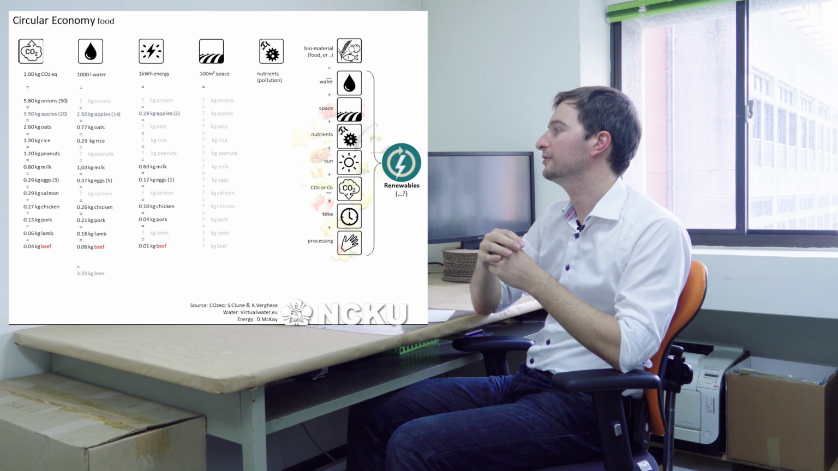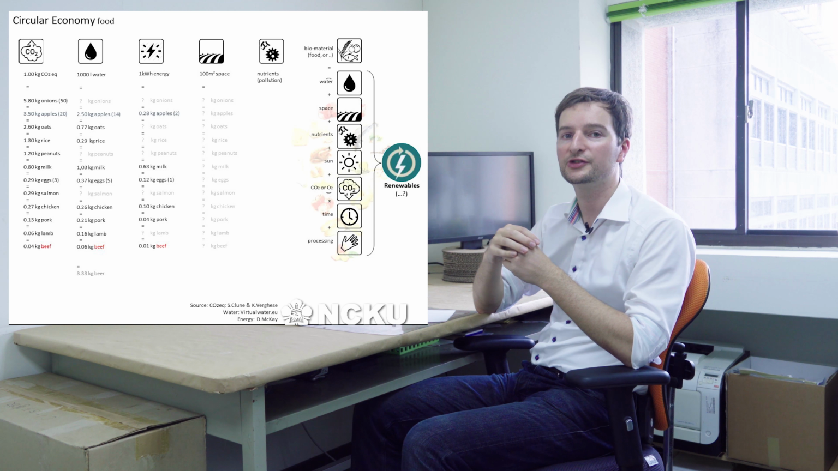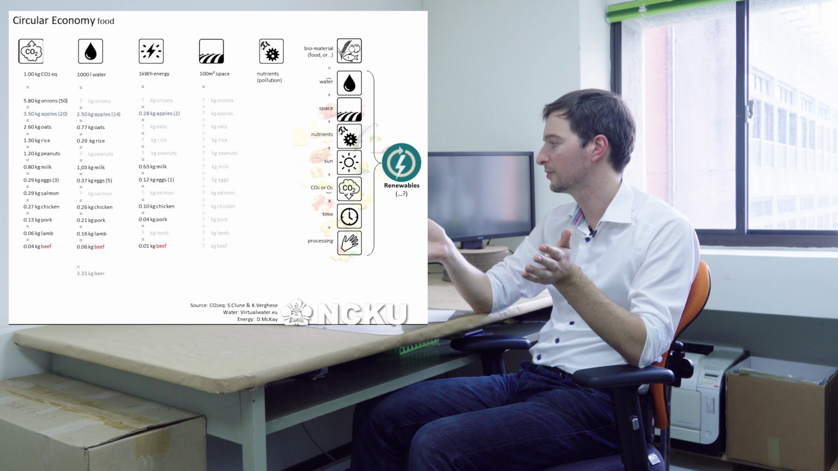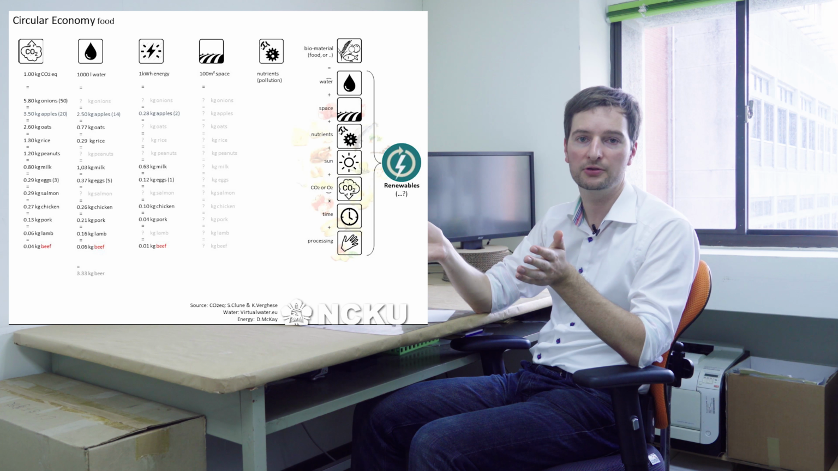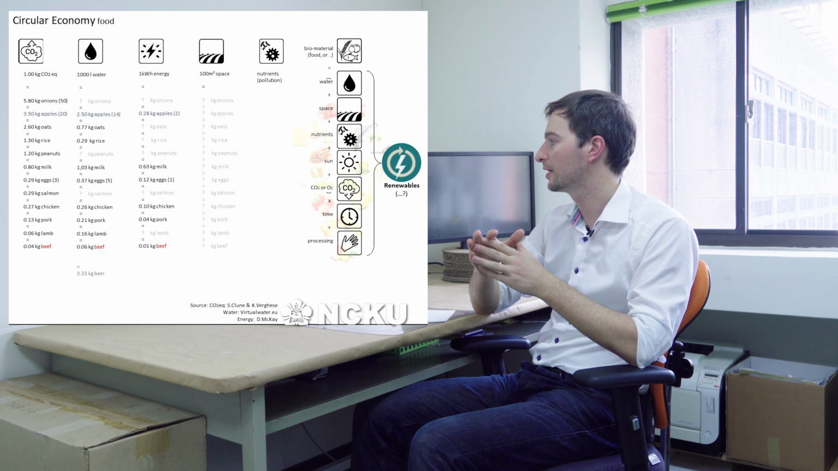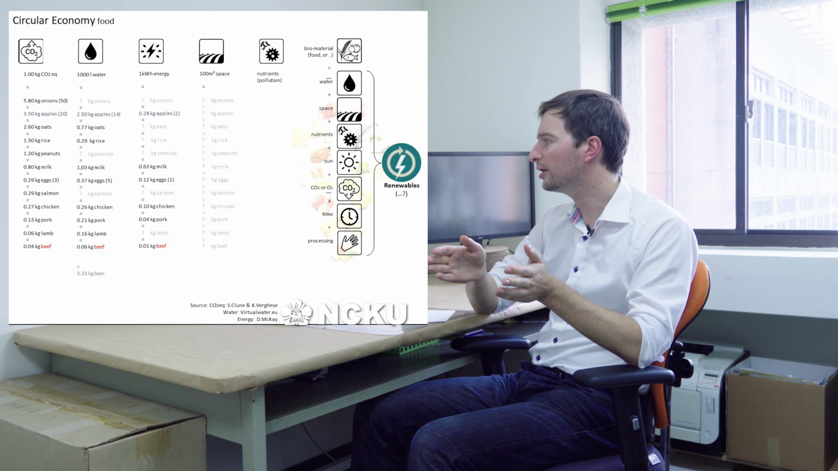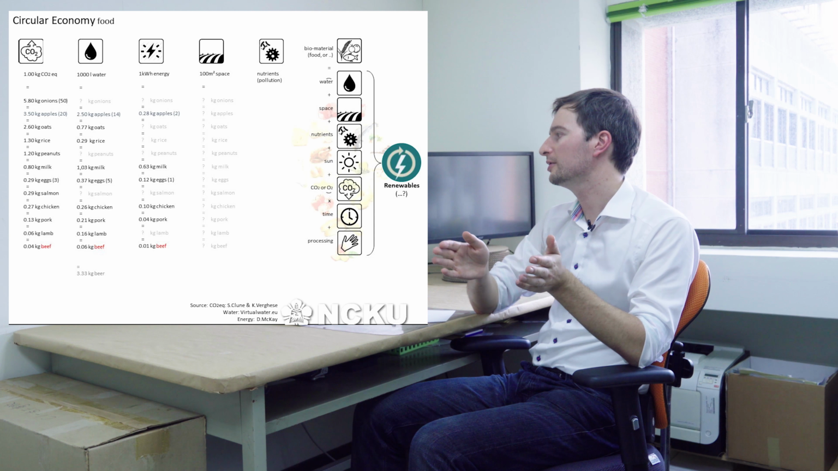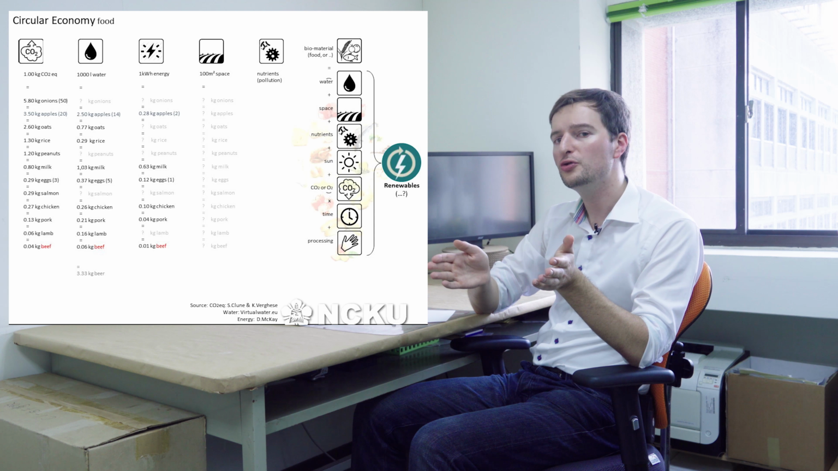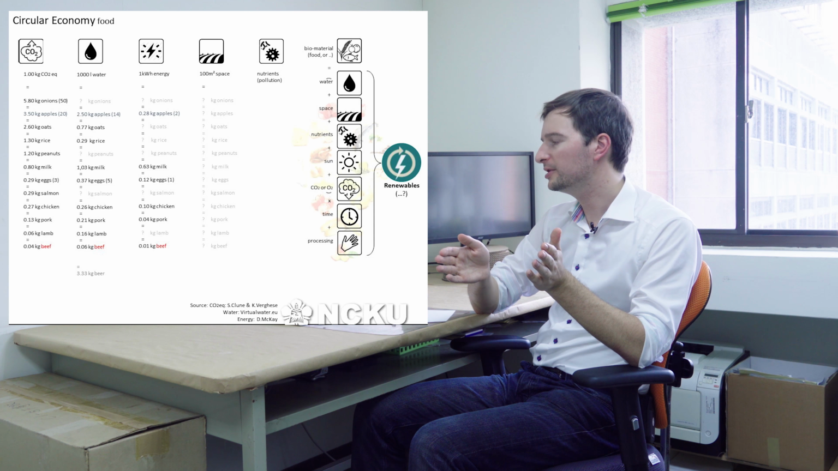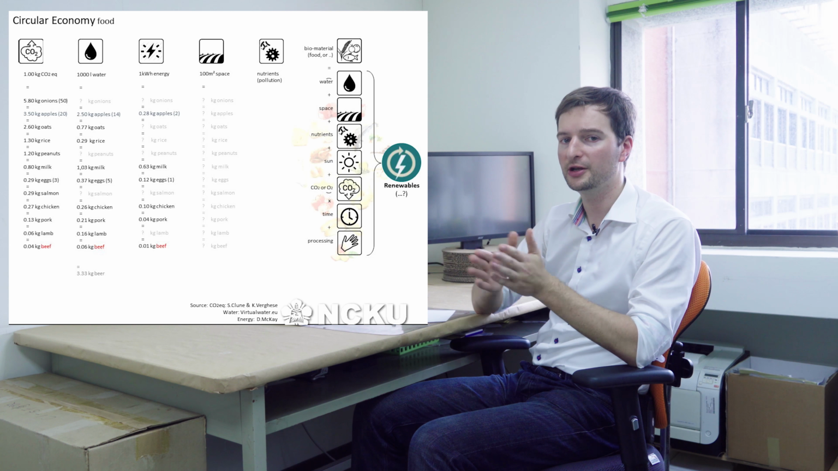Similar numbers are valid for 1,000 liters of water. With 1,000 liters of water, you can grow 2.5 kilogram of apples, or 0.06 kilogram of beef. How much energy does it take to grow an apple? For 1 kilowatt hour, you can grow 2 apples, or 0.28 kilogram. But that will be 0.01 kilogram of beef with the same amount of energy.